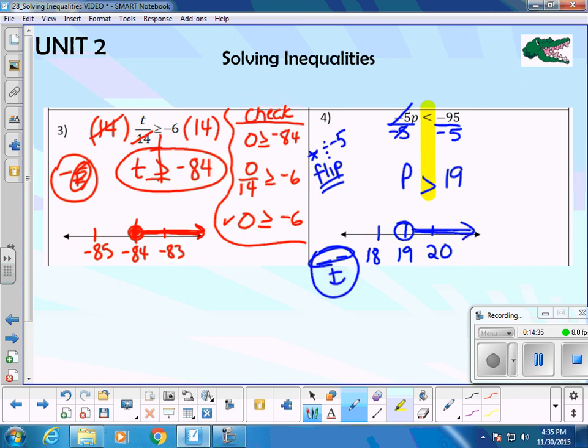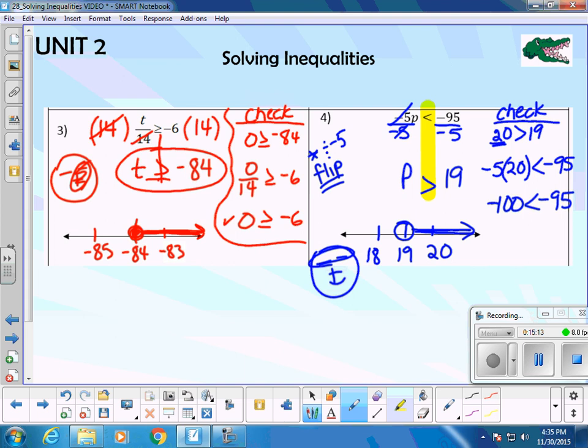So now to check my solution, what is a number that's greater than 19? I'm going to use 20 because 20 is an easy number. 20 is greater than 19. So I'm going to use 20, plug it back in. -5 times 20, is that less than negative 95? A negative times a positive is a negative. 5 times 20 is 100. Is negative 100 less than negative 95? The answer is actually yes.